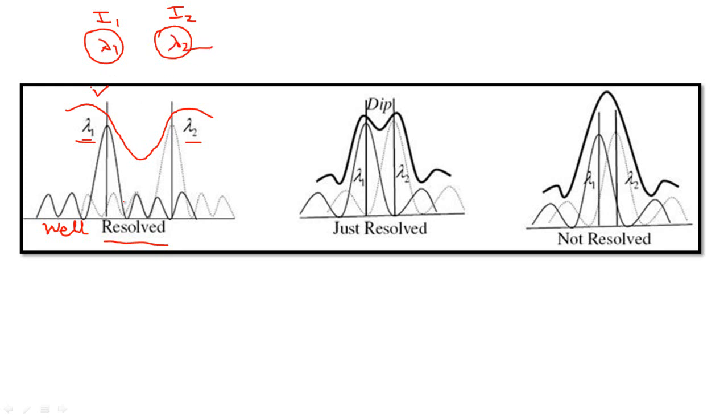So if this is the case, that is, if the principal maxima in the diffraction pattern of the two wavelengths are well separated from each other, then they are called well resolved wavelengths or well resolved spectral lines.